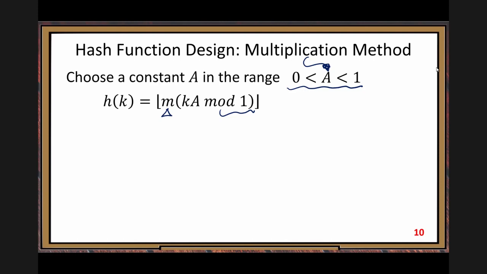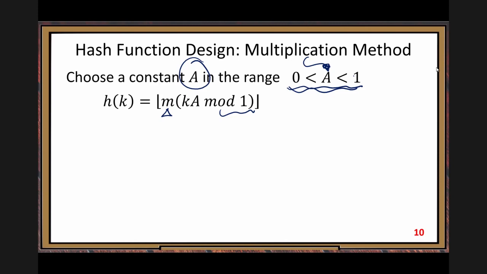Think about it. Because this way, we choose a constant A. How to choose A? You have a lot of freedom. So many different A's you can choose in this range. So you want to think about for what A you can get a good hash function, a robust hash function.